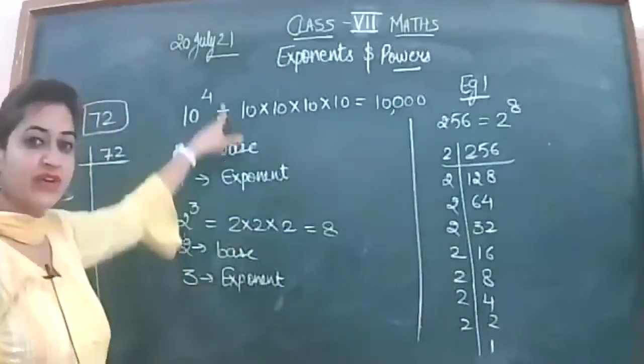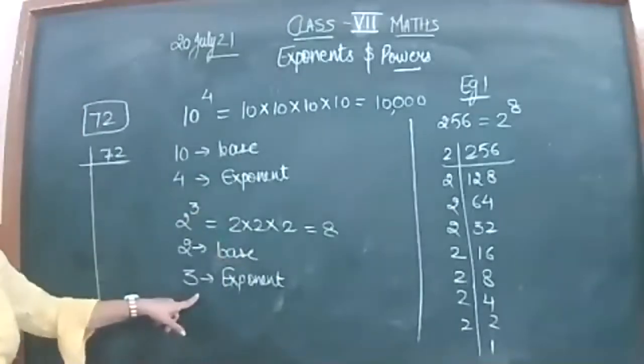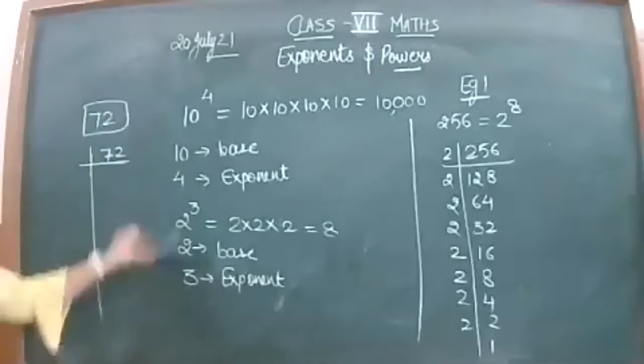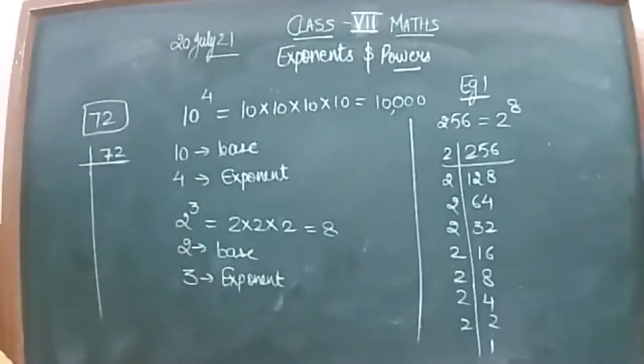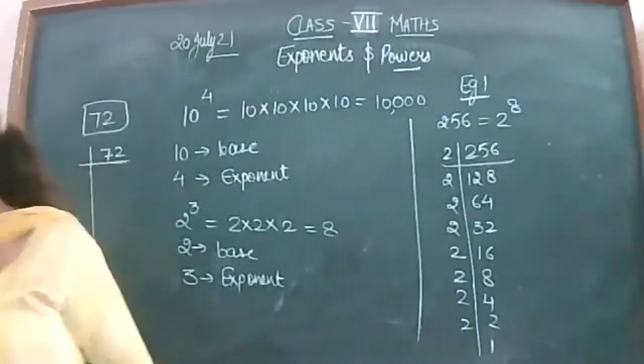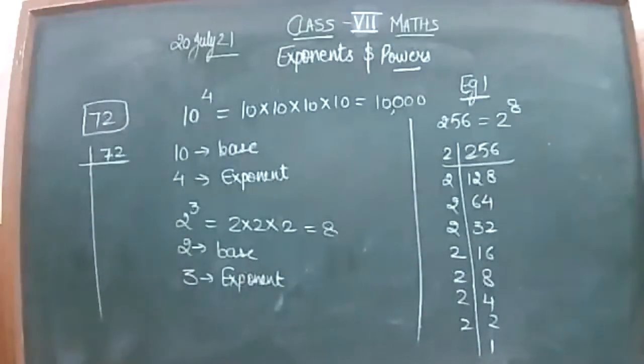This you will write in the fair notebook. Have you noted down this thing? This you will write in the fair notebook. Hurry up. Express 72 as a product of prime numbers.